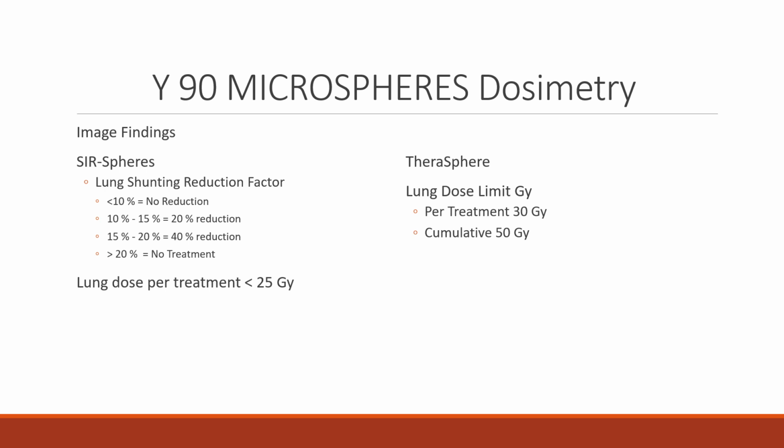For the Therospheres, we don't do a sliding scale reduction of dose like we do for Serospheres. For the Therospheres, we just look at the total lung dose limit per gray, and we want per treatment to be less than 30 gray of exposure to the lungs. And cumulatively, if they get this therapy more than once, we want it to be less than 50 gray radiation dose to the lungs.